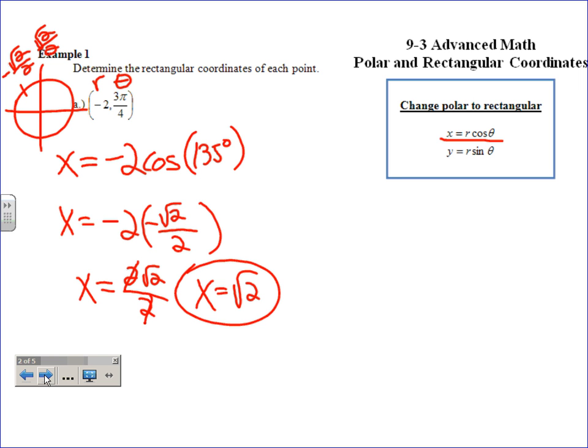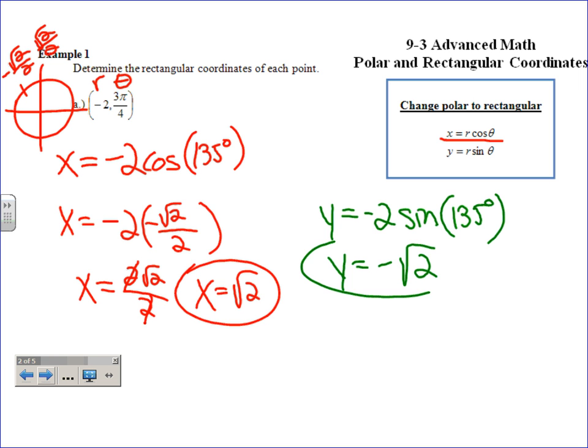To find y, you're going to use the other formula. r is, well, it's negative 2. And then sine of, again, we can just change it to 135 if that's what you want. So why don't you go ahead and finish that one off and tell me what you believe the y value is. Negative square root of 2.